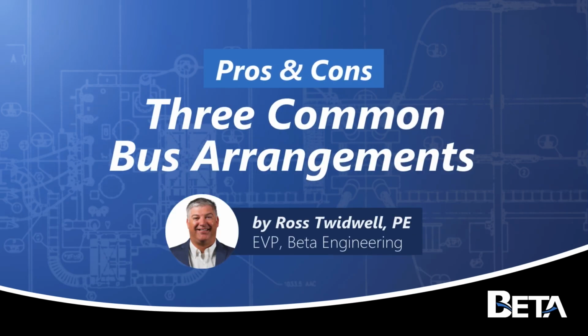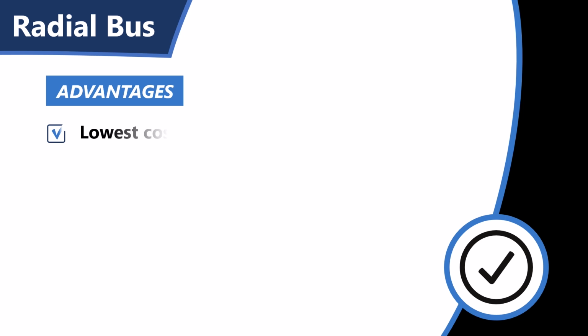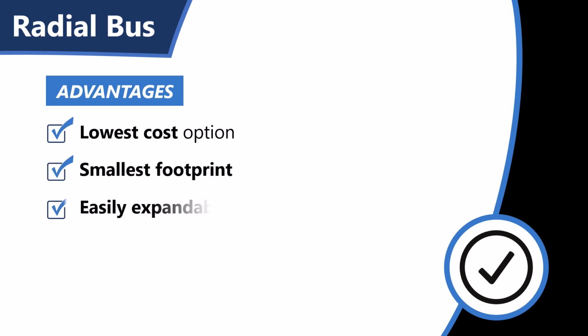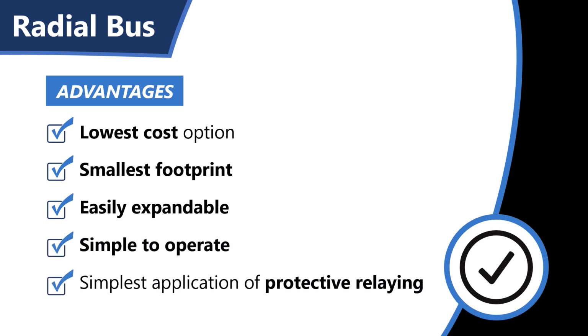We're going to look at some different types of bus arrangements. The advantages of a radial bus are it's the lowest cost, it requires the least amount of land, it is easily expandable to additional feeds being added to the radial bus, and it's very simple in operation, and then it's pretty simple for the application of protective relay.